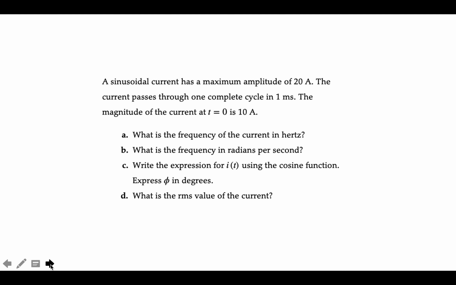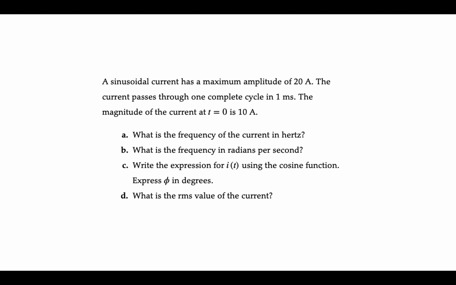Okay, so let's just look at an example. A sinusoidal current has a maximum amplitude of 20 amps. The current passes through one complete cycle in 1 millisecond. The magnitude of the current at t equals 0 is 10 amps. So we're asked several things. First, what is the frequency of the current in hertz? Then, what is the frequency in radians per second? Then we're asked to write an expression for i of t using the cosine function, and to express phi in degrees. And finally, what is the RMS value of the current?